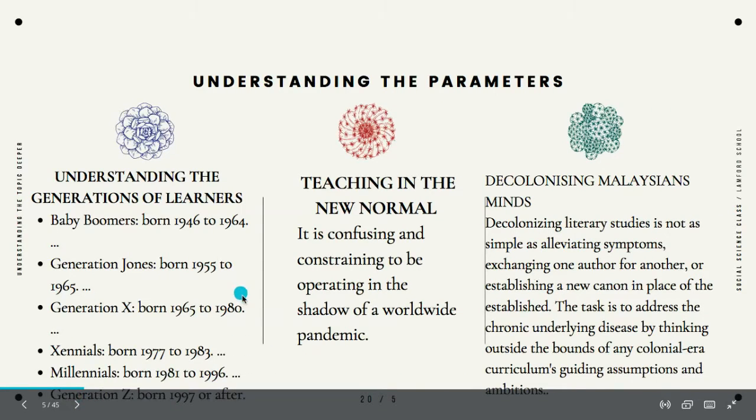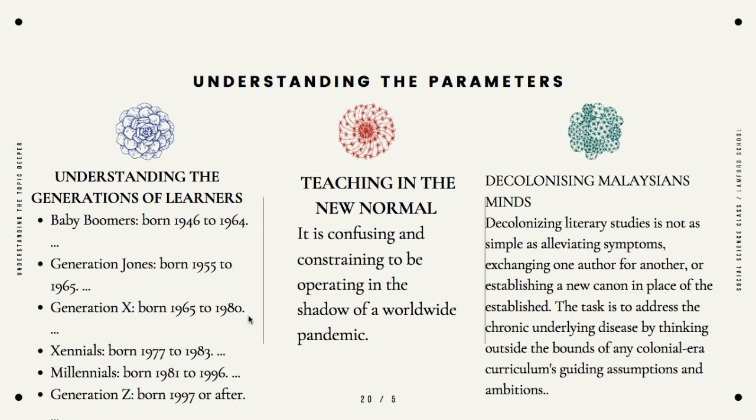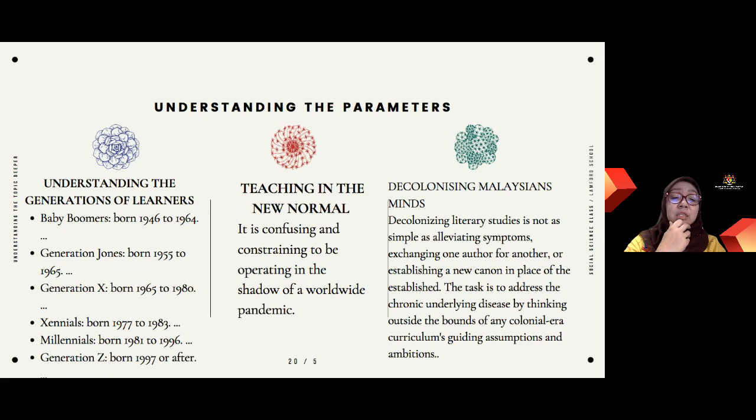So first we need to understand the students that we teach. I'm a baby boomer, so I'm on my way out of employment soon. So we've got the baby boomers, those born between 1946 to 1964, the Generation Jones born 1955 to 65, Generation X, we've got the Zennials, Millennials, and Generation Z. Now, most of us are school teachers or are going to be teaching in schools, so you'll be dealing with Generation Z.